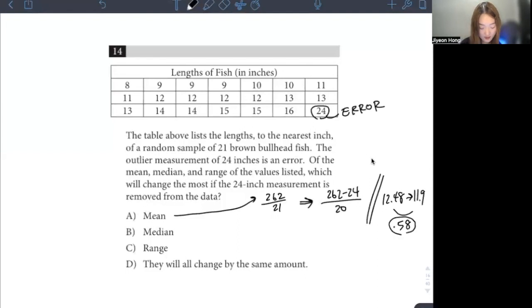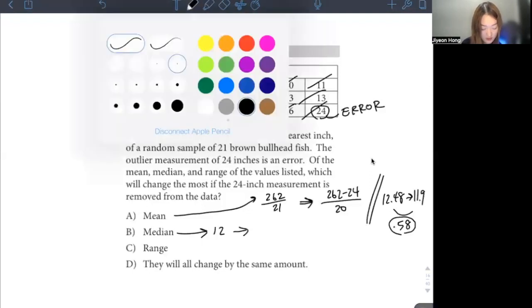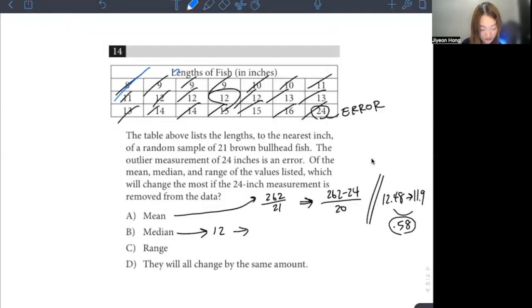All right, moving on to median. For median, I'm going to cross out 3, 4, 5, 6, 7, 8, 9, 10. 1, 2, 3, 4, 5, 6, 7, 8, 9, 10. And then median is originally 12. And we're going to see what it changes to using blue. So 1, 2, 3, 4, 5, 6, 7, 8, 9. 1, 2, 3, 4, 5, 6, 7, 8, 9, and we have two values left, the 12s. If you average those two, you still get 12. So the median is unchanged.